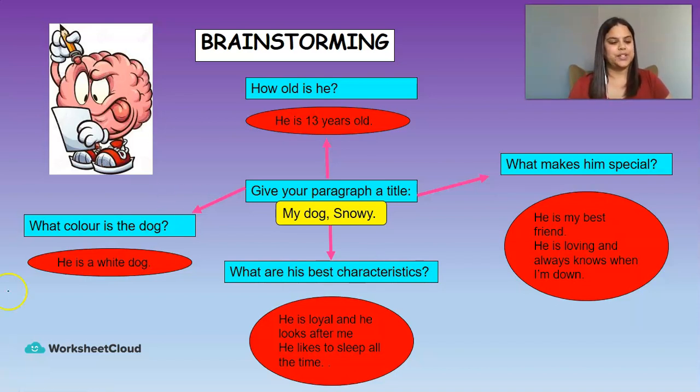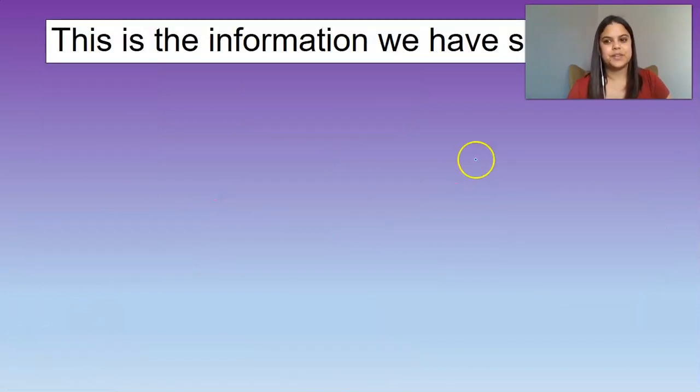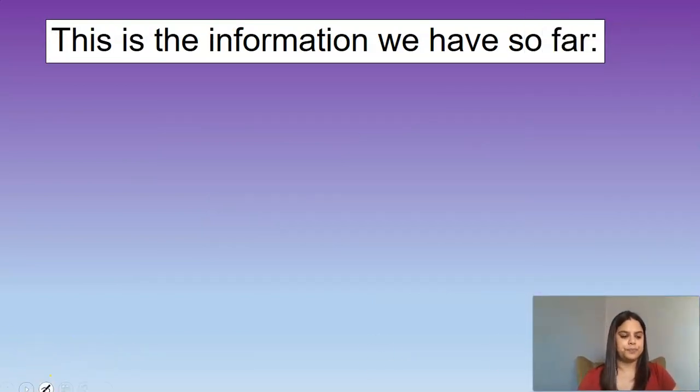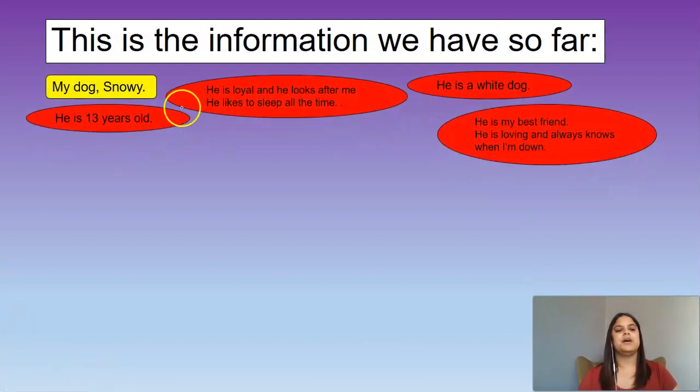Okay, so we are going to move on to our next slide. What is the information we have so far? We have the title, My Dog Snowy, and then we have all these bits of information. He is 13 years old. He is loyal and he looks after me. He likes to sleep all the time. He is a white dog. He is my best friend. He is loving and always knows when I'm down.